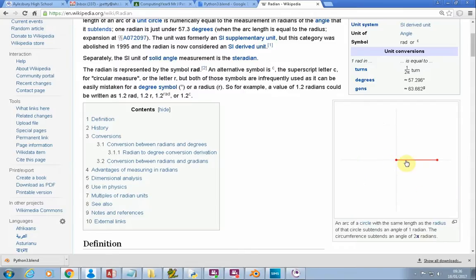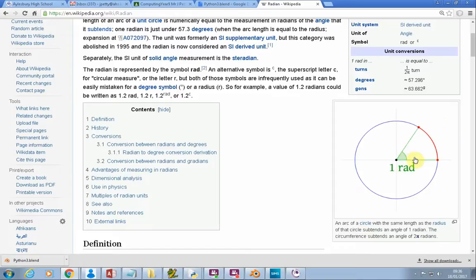And here we go. So you draw your radius of your circle. You take that radius, you make it into an arc. So out it comes. Curves around to be the arc, and that angle is 1 radian.